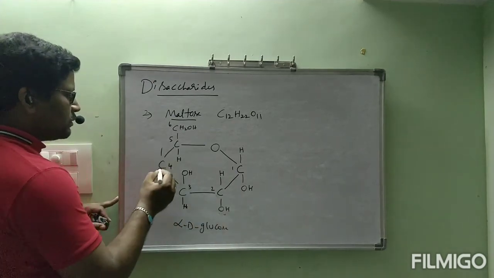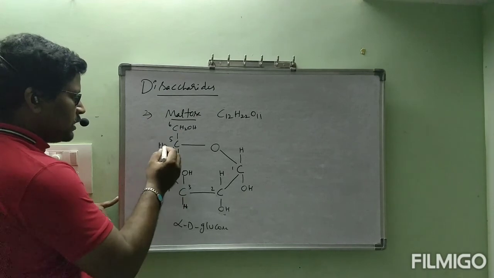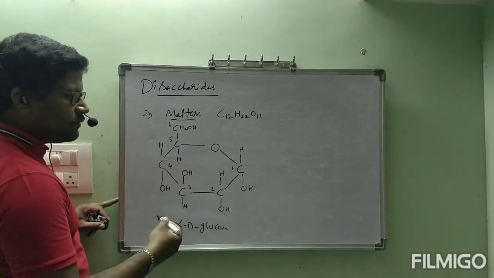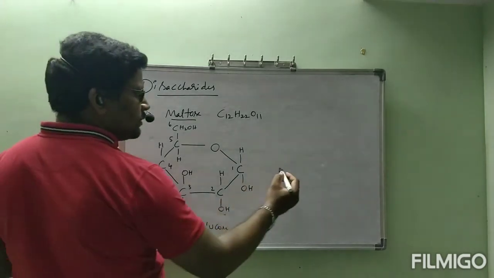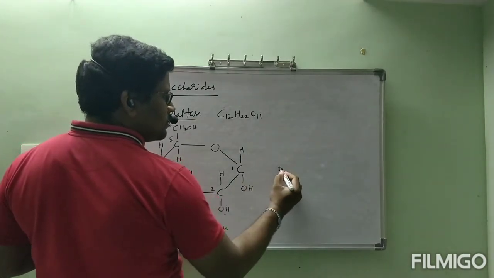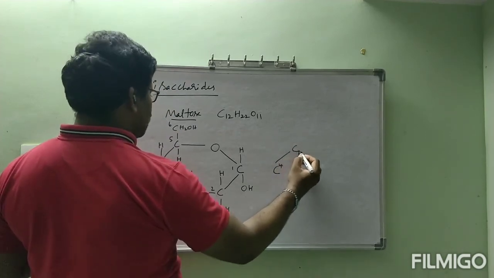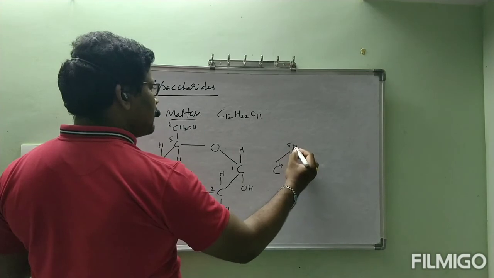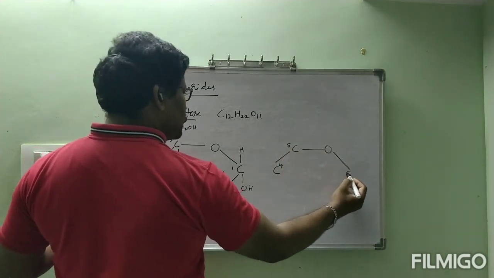Next, fourth carbon, OH on right side. Then it will be coming down: OH, H. This is the alpha D glucose unit. Same, another alpha D glucose unit I am going to write. See, this is the fourth carbon bonded to C5, bonded to oxygen, bonded to first carbon.